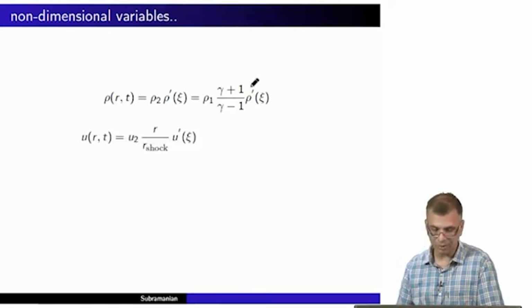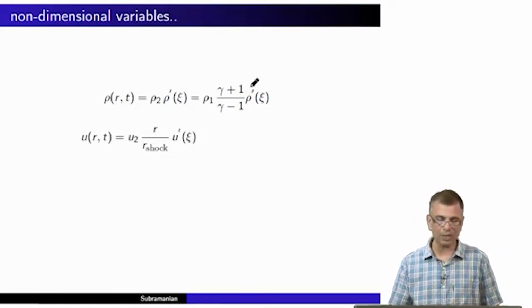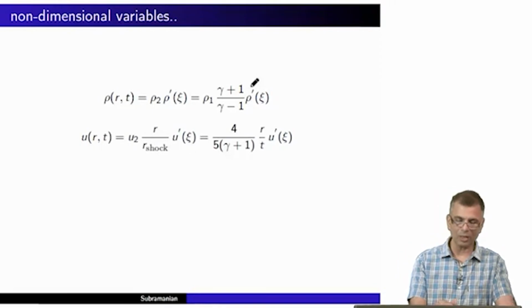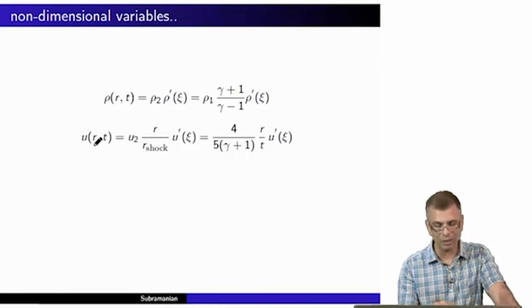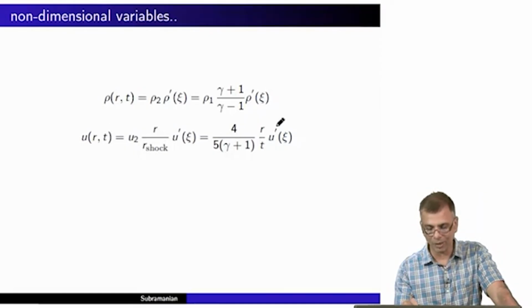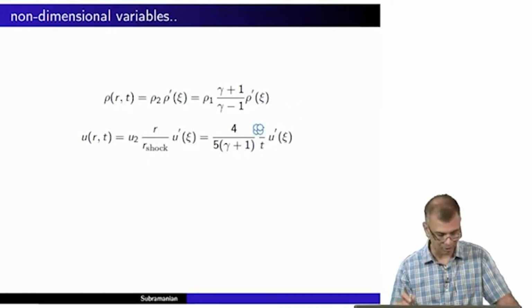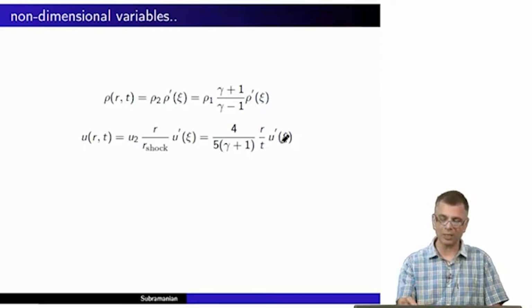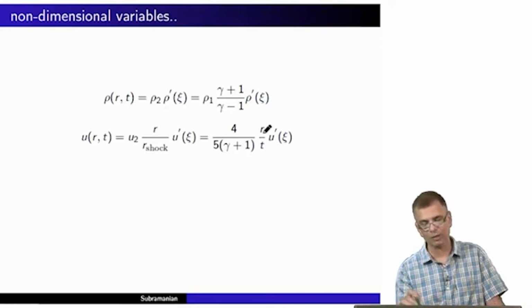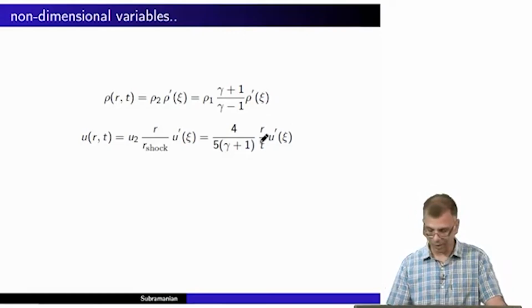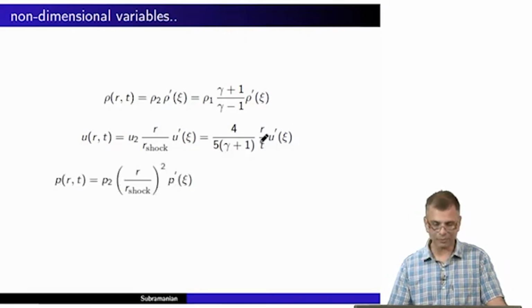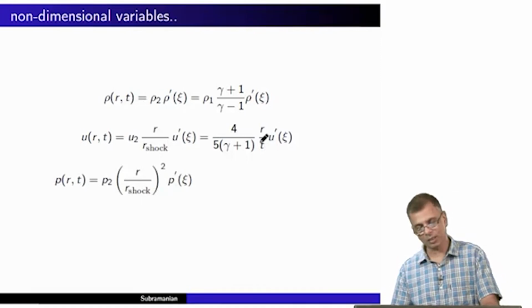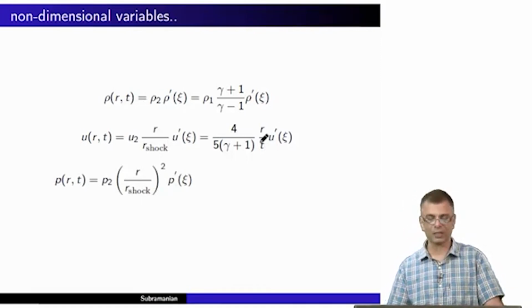Similarly, for the velocity, this is how the dimensional velocity at a given radius and a given time is related to the dimensionless velocity. This is the dimensionless velocity, and the radius and the time appear here as would be expected. Everything else is dimensionless, you see. So the dimensions had better be r over t, and that turns out to be right. And that's how the dimensional pressure is related to the dimensionless pressure.